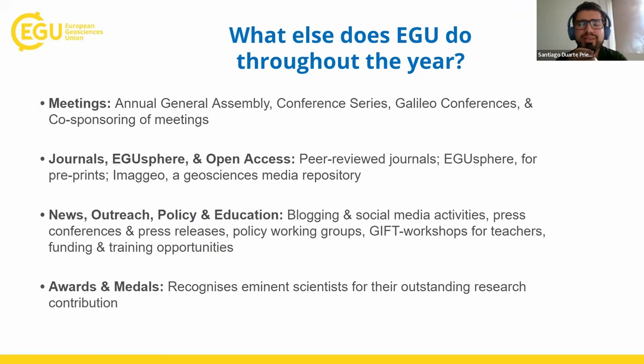Now, the important part, what can EGU do for you? What does EGU do through all the years? So EGU has mainly four or five main activities. The first one is the meetings, which we will go into detail about in a couple of minutes. The journals and open access repository, some news, outreach, policy and education approaches, and of course some awards and medals to important scientists and important advances in the sciences of the Geoscience Union's main focuses.